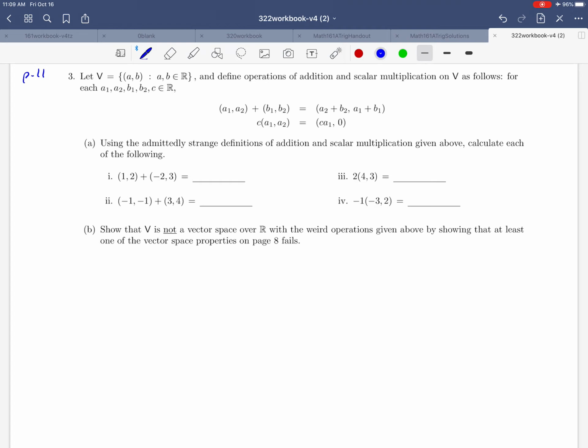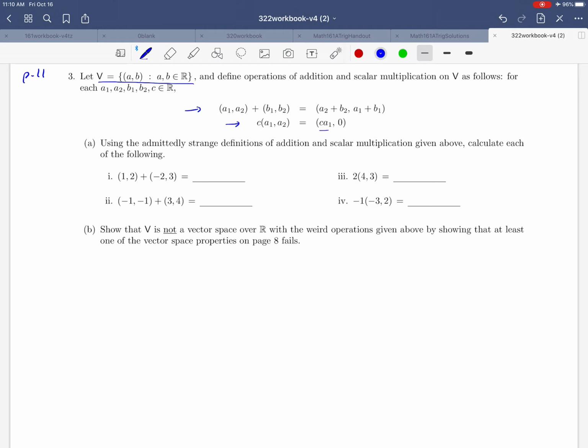So they give us a set V. It's just the set of all ordered pairs (a, b), where a and b are real numbers. And we want to define the operations of addition and multiplication in kind of a strange way here. (a1, a2) plus (b1, b2) is going to be (a2 + b2, a1 + b1). Notice that the order has kind of been reversed from the ordinary way that we define addition. And then taking a scalar c and multiplying it by (a1, a2), we're going to get c·a1 in the first coordinate and 0 in the second coordinate.